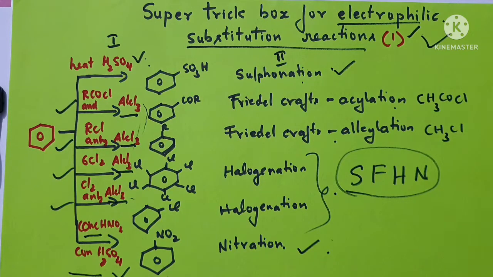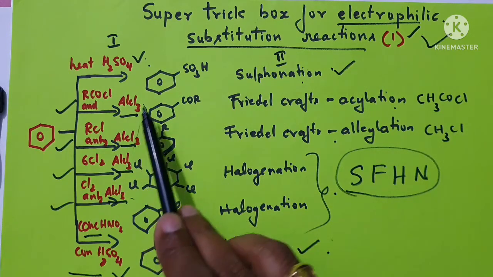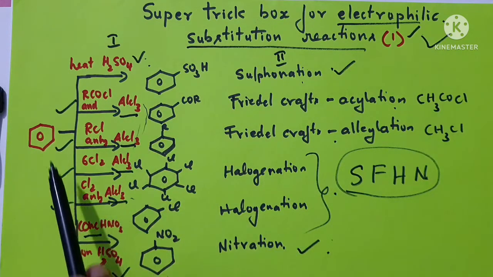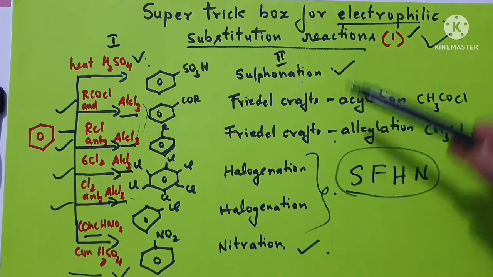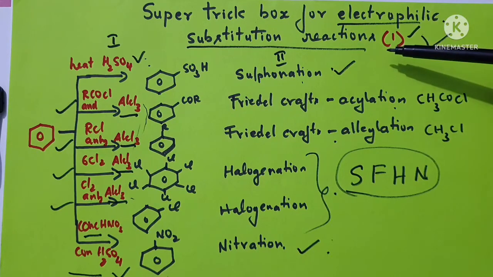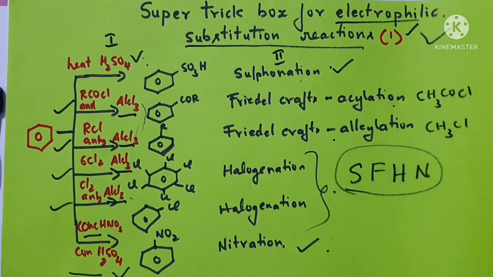This is number 1, a very important piece of information. Remember always, whenever you come across anhydrous aluminium chloride reacting with a benzene, that is a reagent, then you can directly make it an electrophilic substitution reaction. This is number 1. Let us go for the next thing.